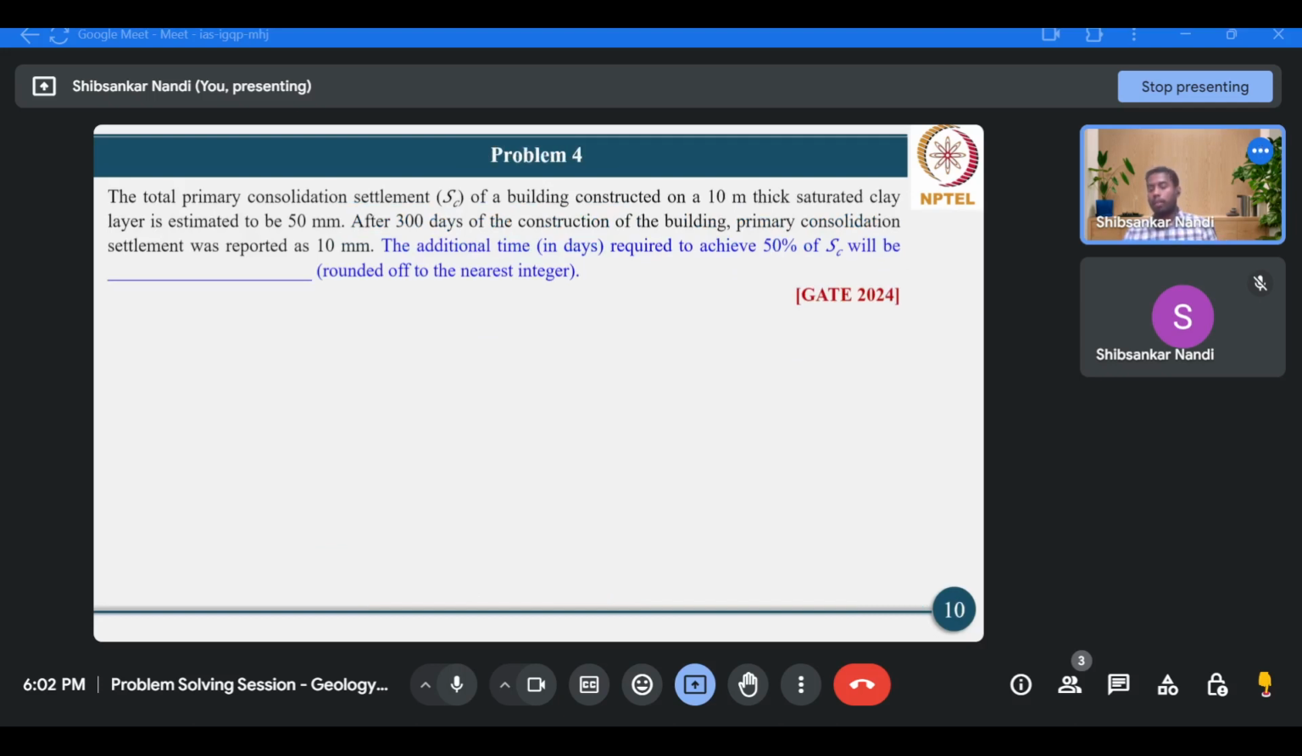Okay, so if this is fine, then we can take the next problem, which is problem 4. In this problem, the total primary consolidation settlement SC of a building constructed on a 10-meter thick saturated clay layer is estimated to be 50 mm. After 300 days of the construction of building, primary consolidation settlement was reported as 10 mm. The additional time required to achieve 50% of the SC will be, sorry.